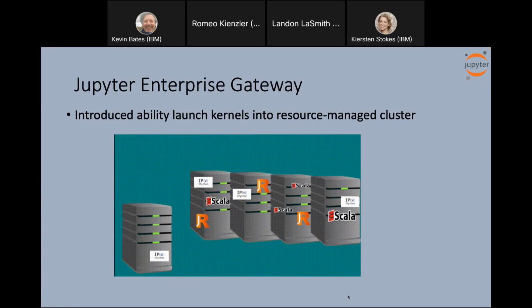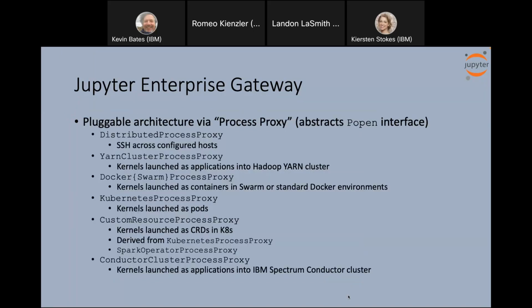So when we launch a kernel, we also tell it where to reply with its connection information. And then we also will enlist the services of whatever the underlying resource manager is to both discover the kernel, but also manage its lifecycle via the resource manager. And to do that, we introduced this notion of a process proxy.